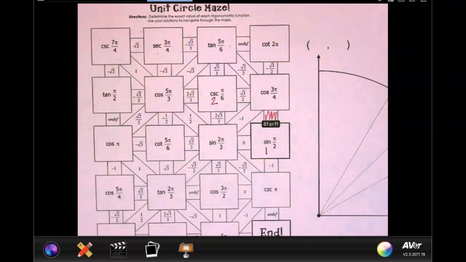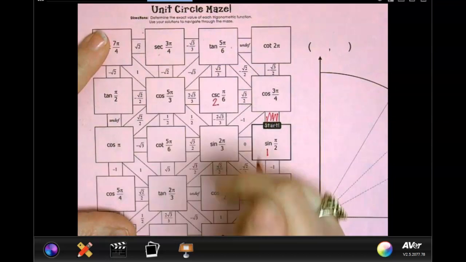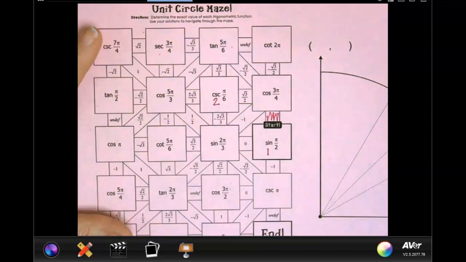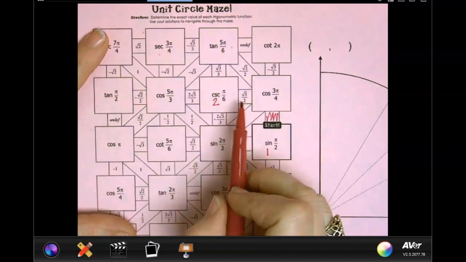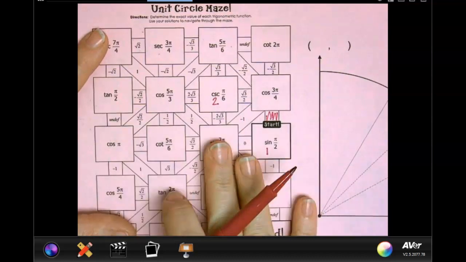Okay? 2 is not an option because you don't get to that box anyway. But if it was somewhere you would get to, you would go in that direction. Okay? Everybody okay with that?